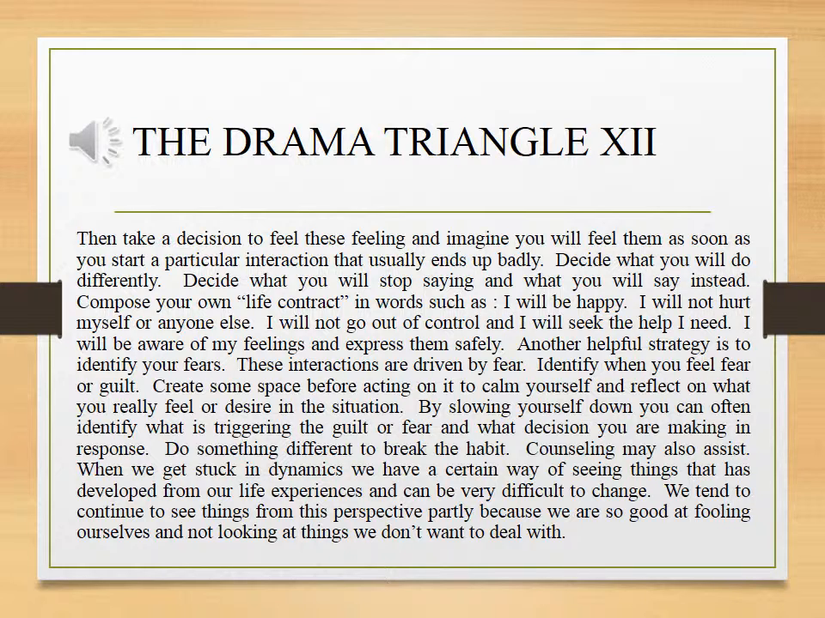The drama triangle 12. Then take a decision to feel these feelings and imagine you will feel them as soon as you start a particular interaction that usually ends up badly. Decide what you will do differently. Decide what you will stop saying and what you will say instead. Compose your own life contract in words such as, I will be happy. I will not hurt myself or anyone else. I will not go out of control and I will seek the help I need. I will be aware of my feelings and express them safely.